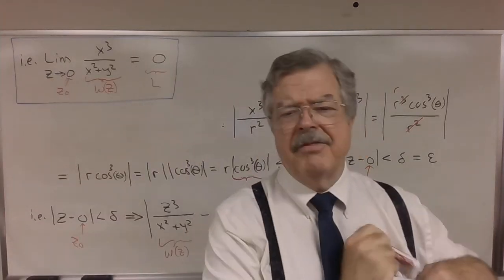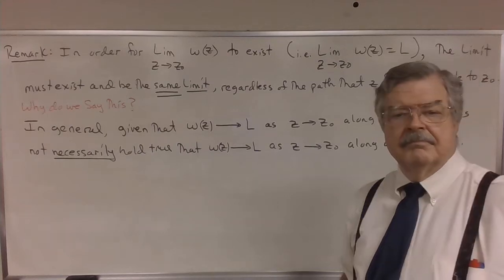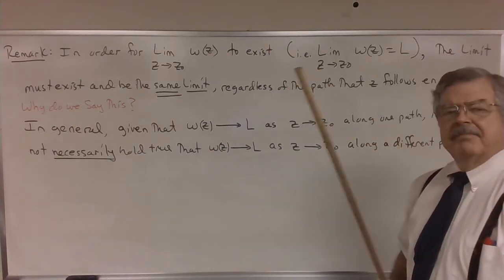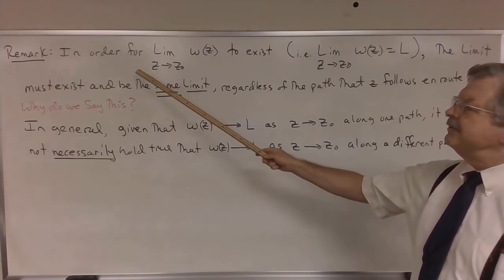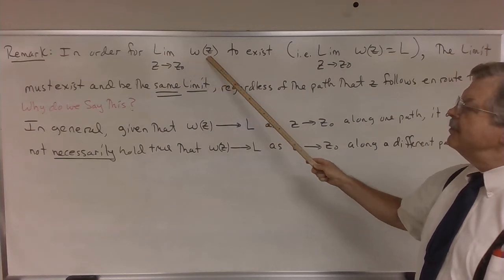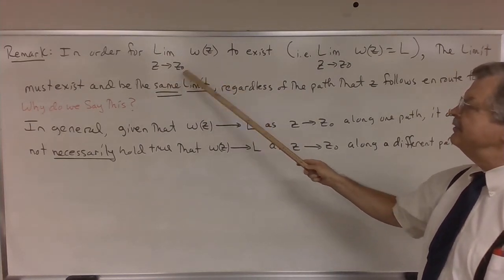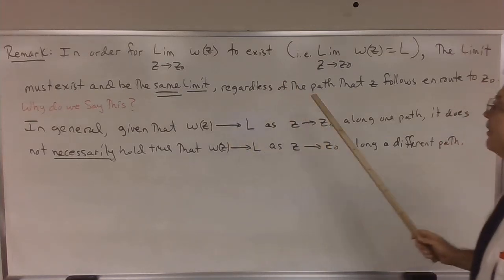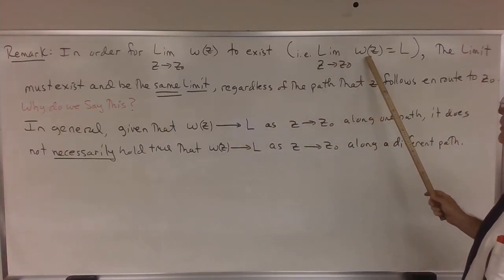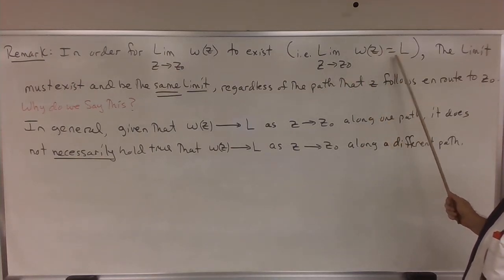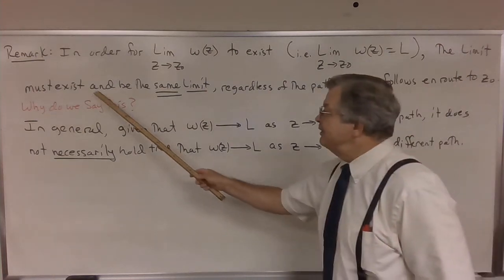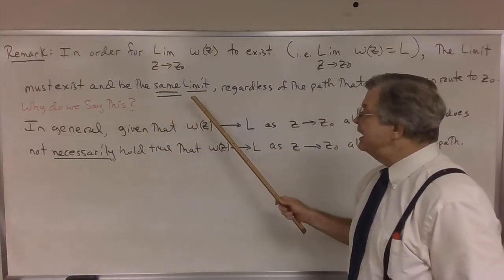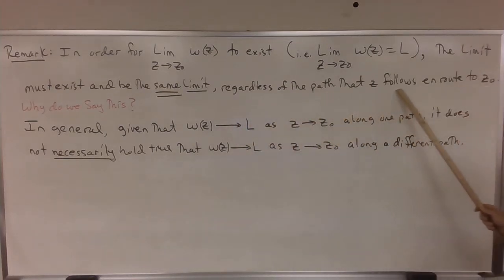Now let's look at a more pathological case. I'd like to illustrate a point here. And the point is this. In order for the limit of w of z as z approaches z naught to exist, in other words, in order for the limit of w of z as z approaches z naught to equal some complex number L, the limit has to exist and be the same limit regardless of the path that z follows en route to z naught.